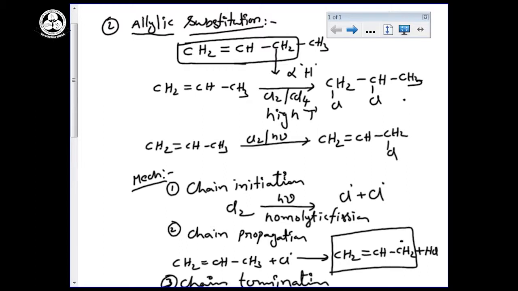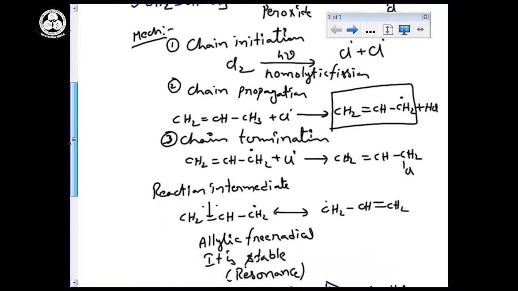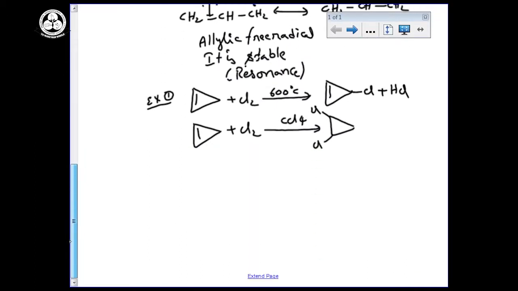Chlorine in presence of CCl4 we can get the addition, but chlorine in presence of high temperature belongs to here. Chlorine in presence of hν, chlorine in presence of high temperature, or chlorine in presence of peroxide, all these can undergo substitution. This is addition reaction, this is addition reaction, and this is substitution reaction. The substitution reaction mechanism has chain initiation, propagation and termination.